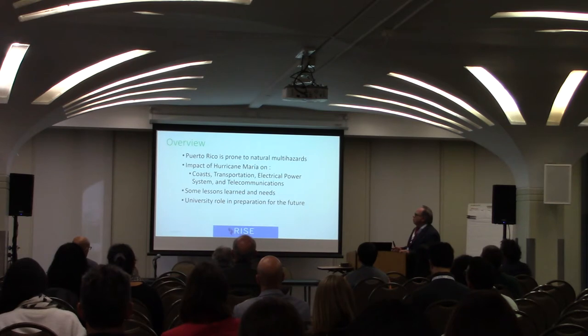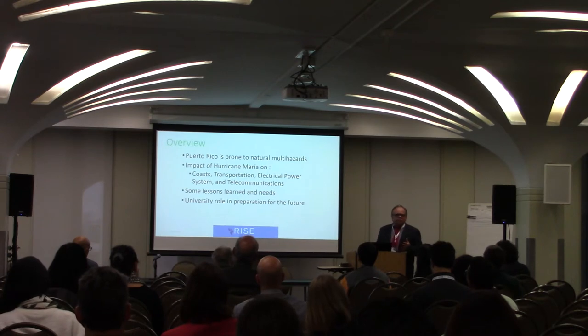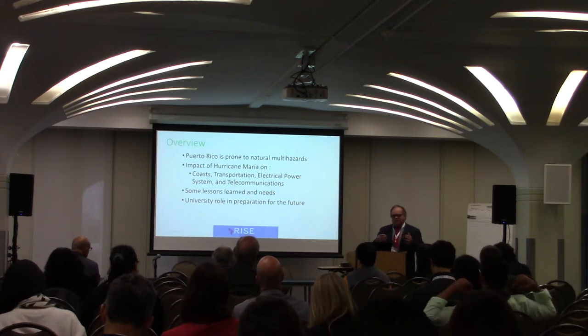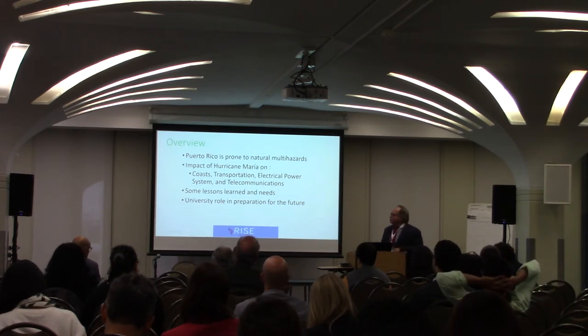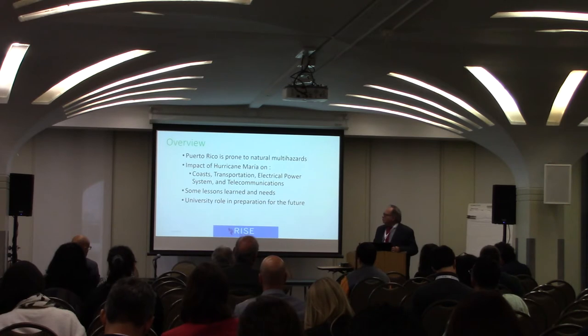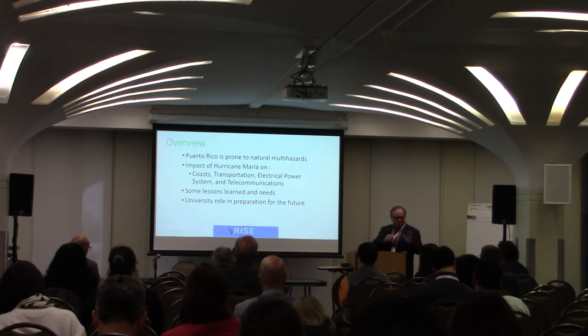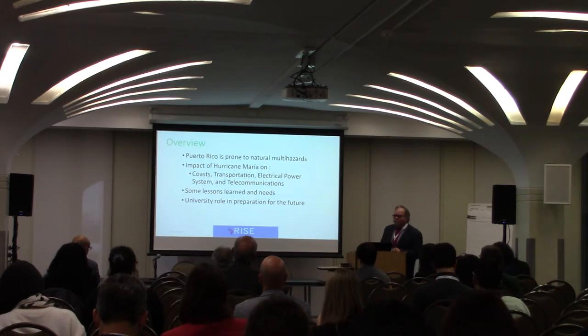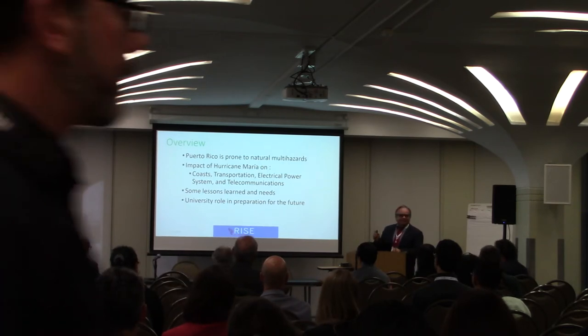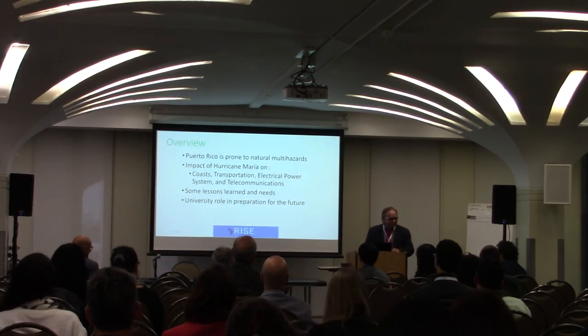So the first thing is we need to be clear that Puerto Rico is prone to many disasters. It's not only hurricanes, but hurricanes tend to exacerbate the others. But in general, we will see some of the damage on the coast, on transportation, on the electrical power system, not so much, because the first presenter did a very good job there, and telecommunications, not so much, because the next presenter will talk about that.